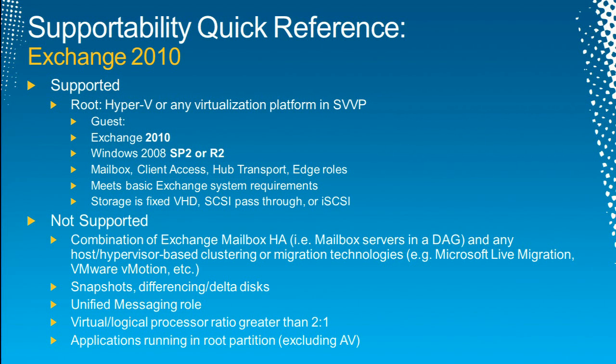8 is the minimum. Whether you're using iSCSI, whether you're using fiber, I would recommend using fixed size VHDs over dynamic. Definitely a big consideration.